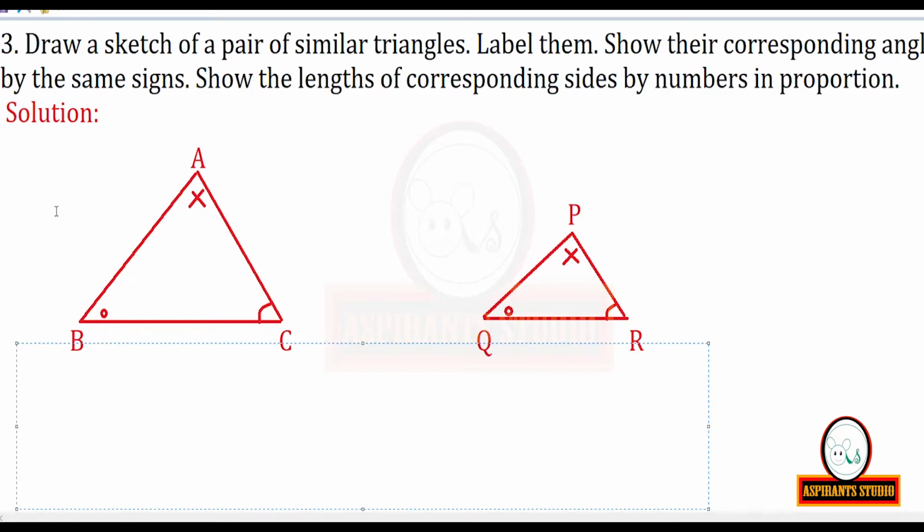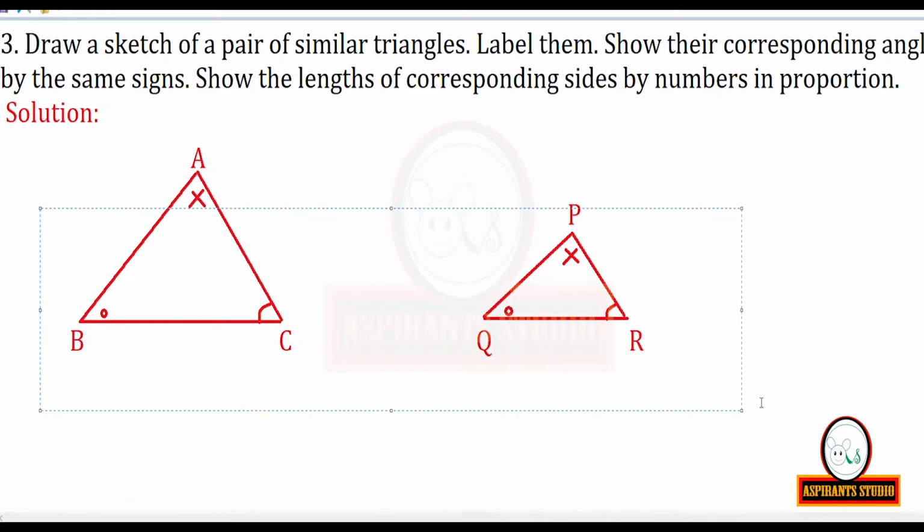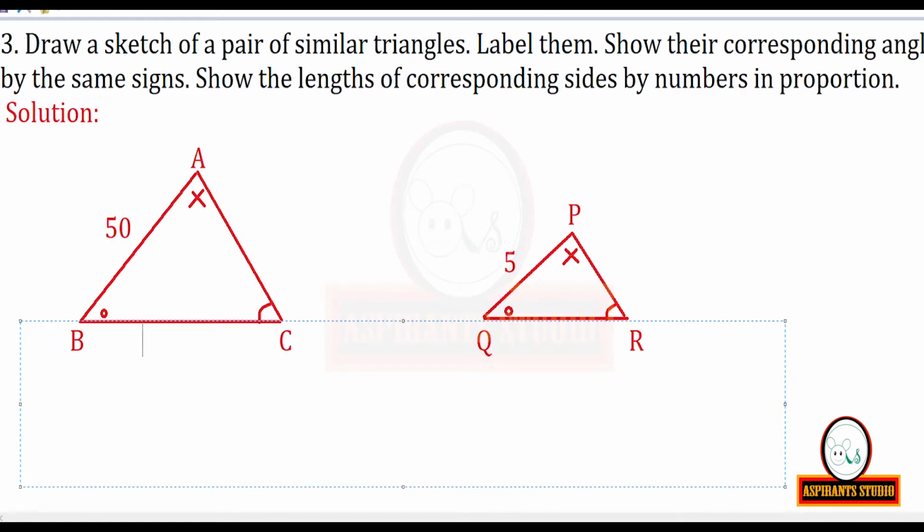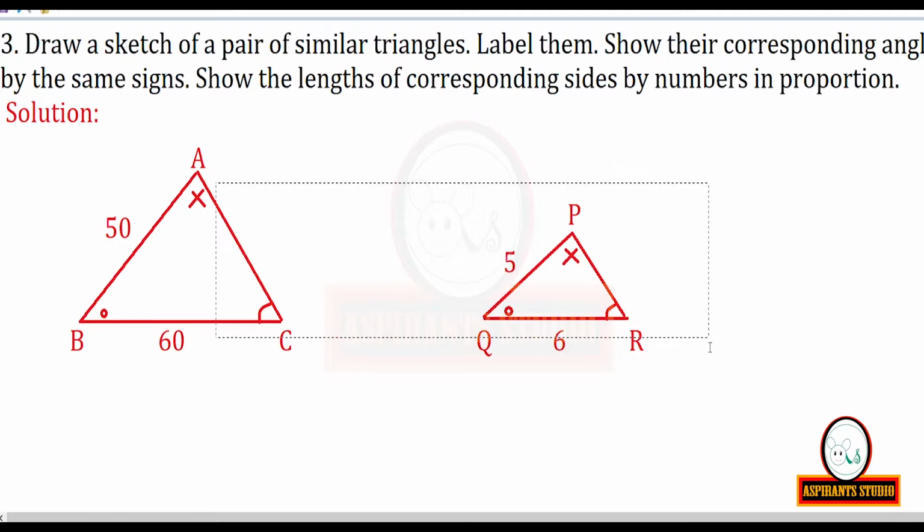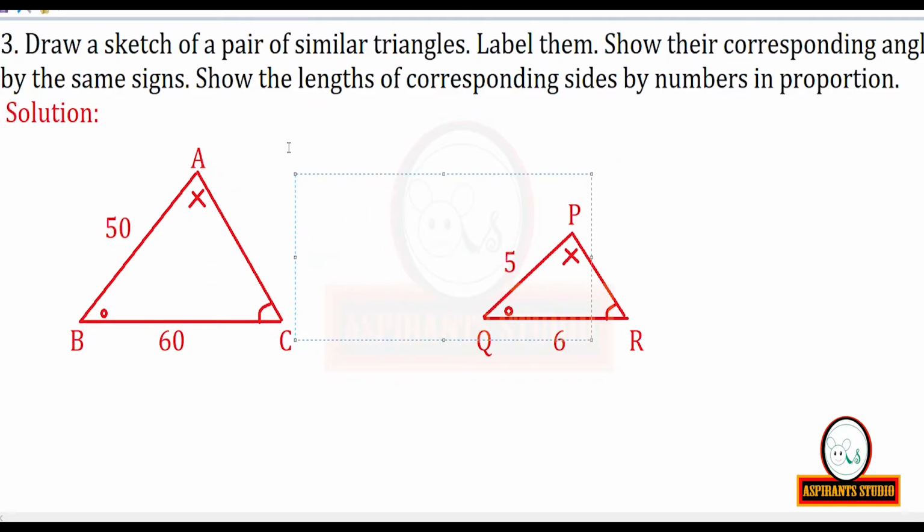Now we have to show the lengths of corresponding sides by numbers in proportion. So for the first triangle, I am taking AB as 50, BC as 60 and AC as 40. Accordingly, I have taken triangle ABC similar to triangle PQR. So if I take AB as 50, I have to take PQ as 5. If I take BC as 60, I have to take QR as 6. If I take AC as 40, I have to take PR as 4.